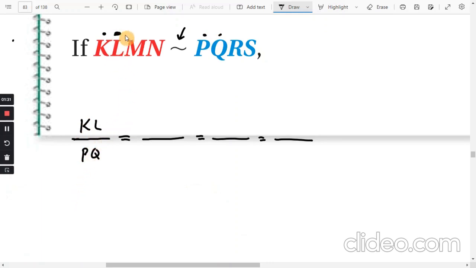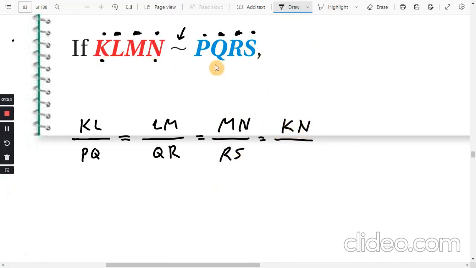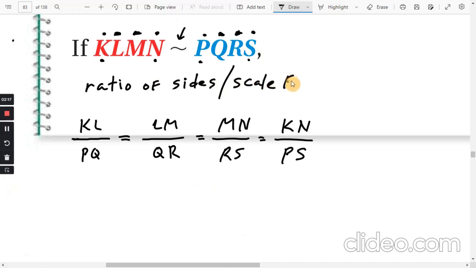Letter number 2 and 3, we have LM. And 2 and 3, we have QR. Okay, 3 and 4, we have MN. 3 and 4, we have RS. And finally, first and last, we have KN. And first and last, we have PS. All right, so this is the ratio of the side lengths. The ratio of the sides, which is also called the scale factor.